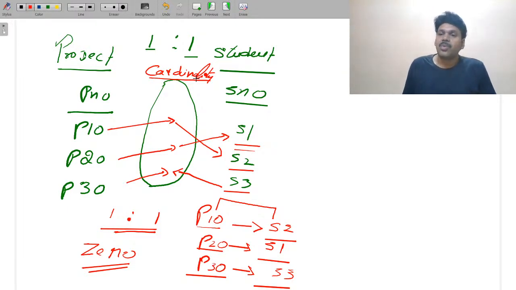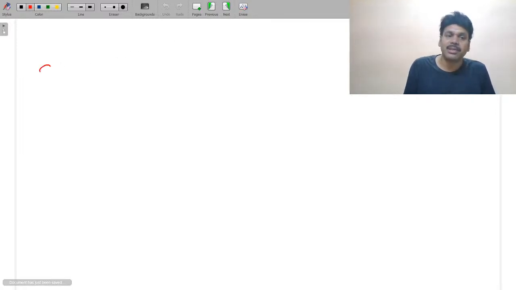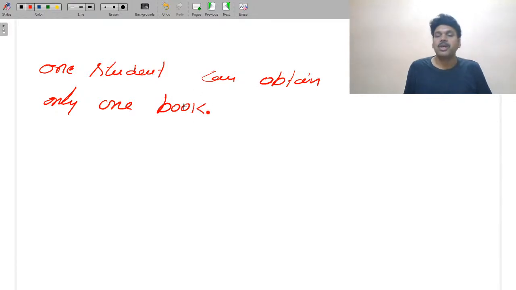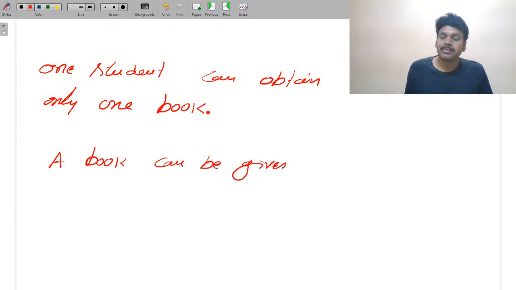Okay, friends. Now, what is the real-time situation of this? Library, you may take this example. What is a library? I'm going to write one constraint here: one student can obtain only one book. Once it is written back, then you can obtain another book. And the reverse is also the same story. If I have only one copy, then a book can be given to only one student. So this is one of the real-time situations of 1:1.